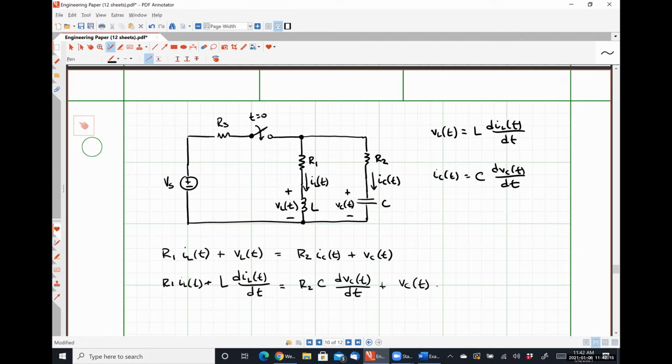So now I have to figure out some relationship that I can get to that will allow me to relate those 2 quantities directly. So I need to relate either IL to VC or dVc by dt, or vice versa. I need to relate VC to IL or VC to the derivative of IL.